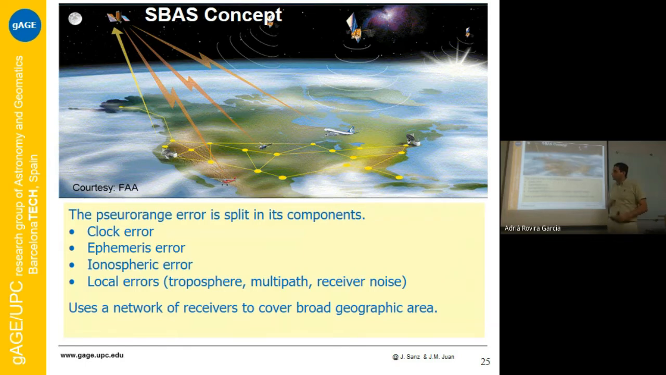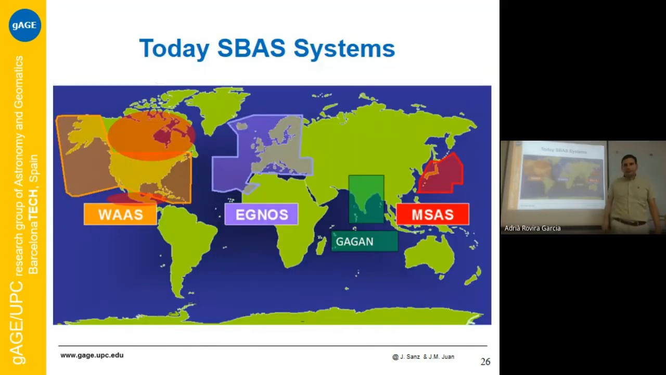So the idea is that instead of differentiating the measurements like we do in GBAS, what we do is that we tackle the errors separately. So the clock error is mitigated differently than the orbit error, differently than the ionosphere error, and so on. And so we remove component by component. These are the different SBAS components that are in place. So we can see the Japanese example, the Indian example, the European example, and the American example.